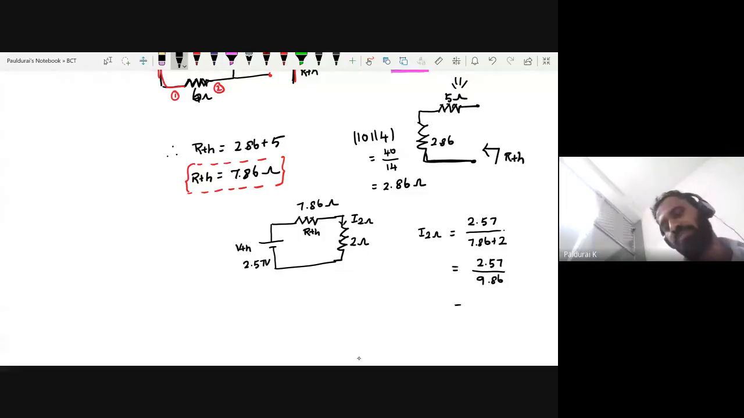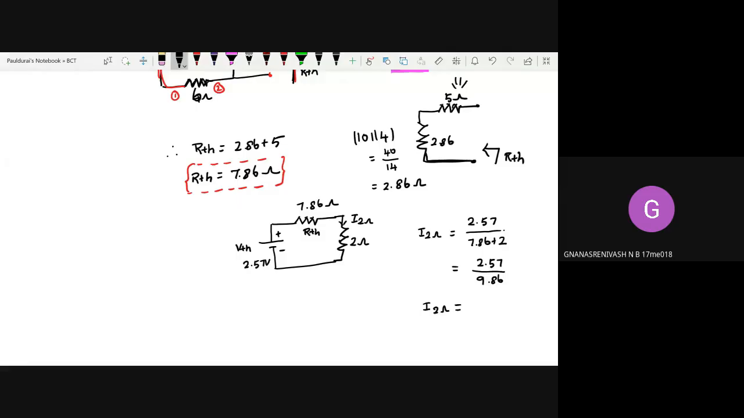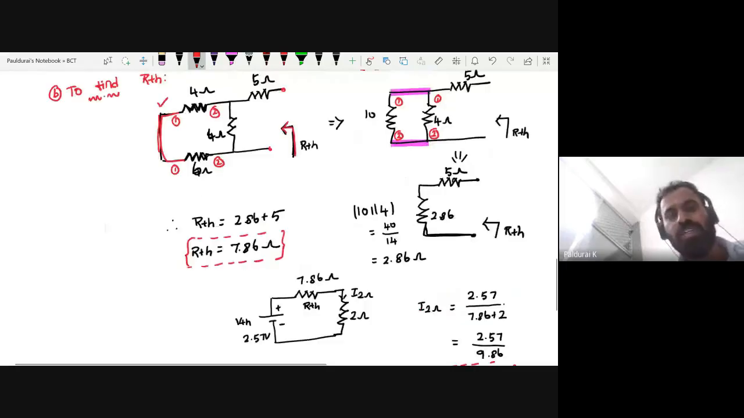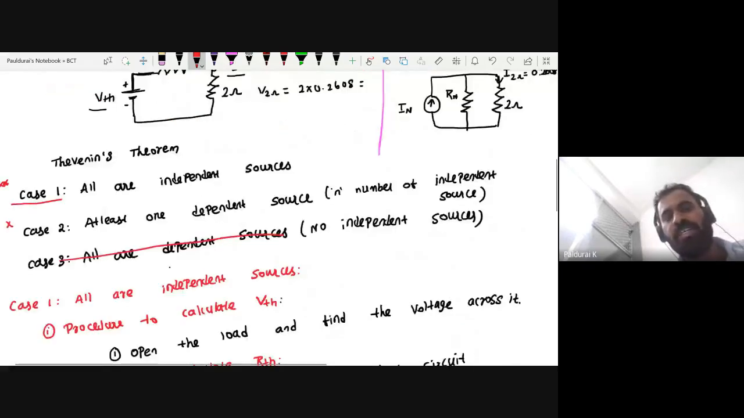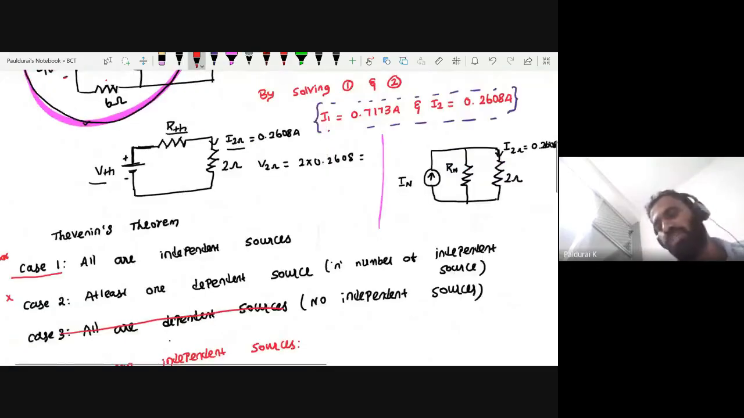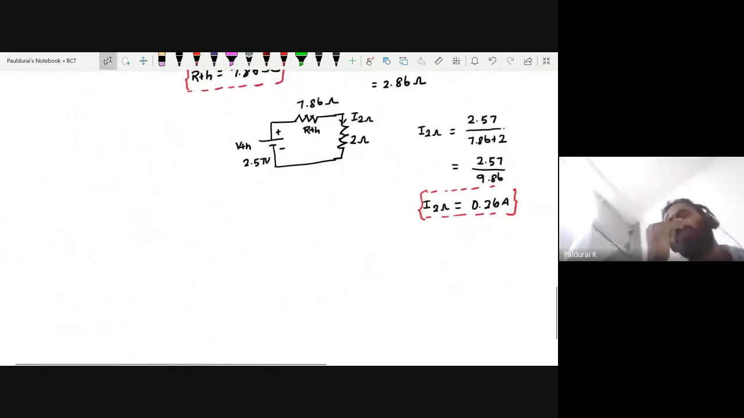What is this value? Anyone? 0.26. Approximately 0.26 ampere. Okay, so we got the same current as in your original circuit. Actually, what is the current flowing through this first? 0.2608 approximately. So here also it is 0.26. So this is the way to verify.